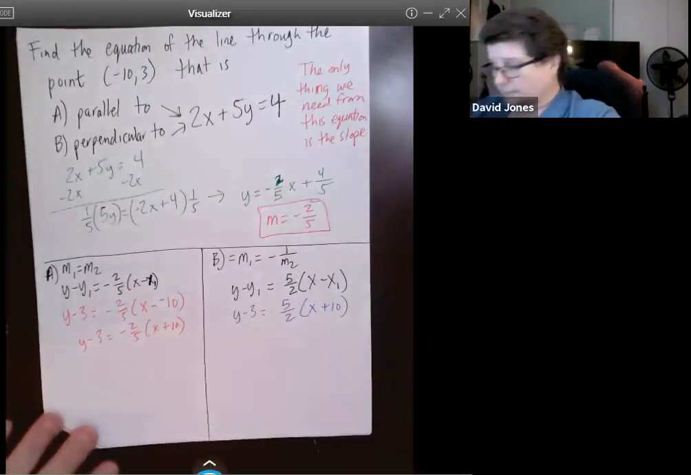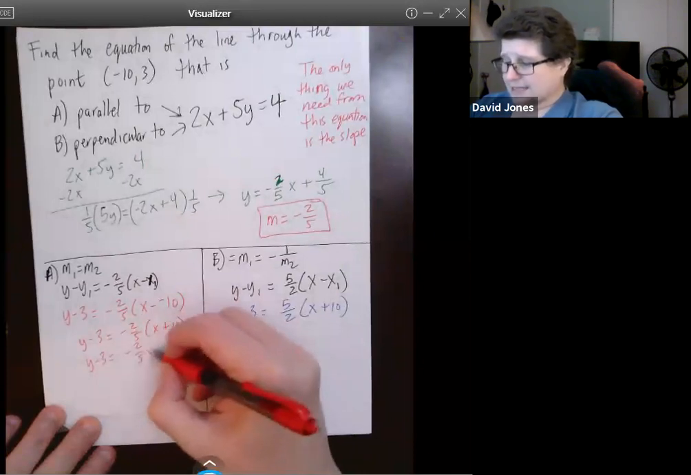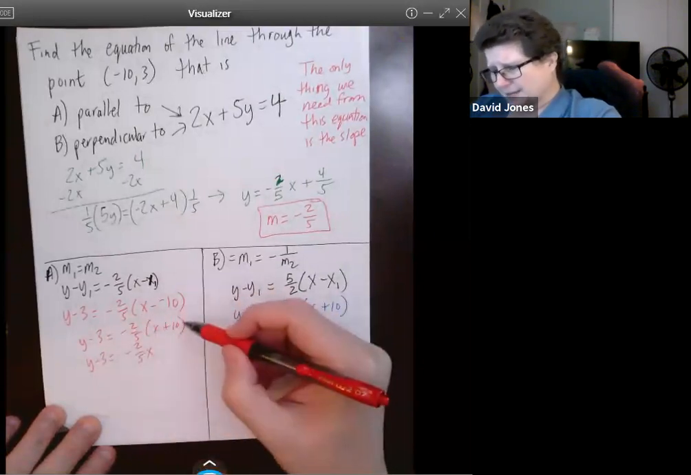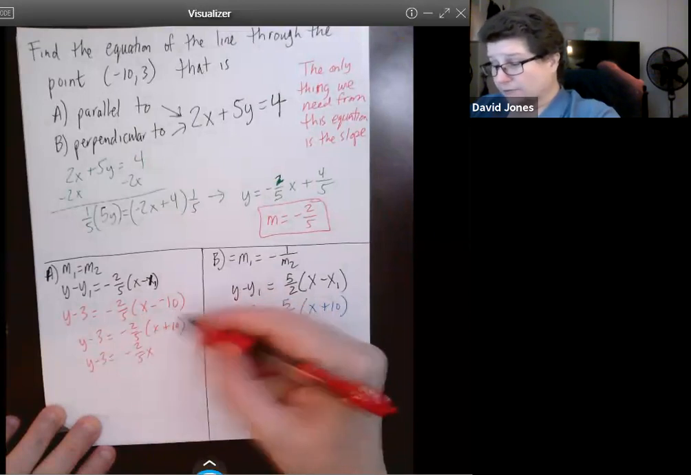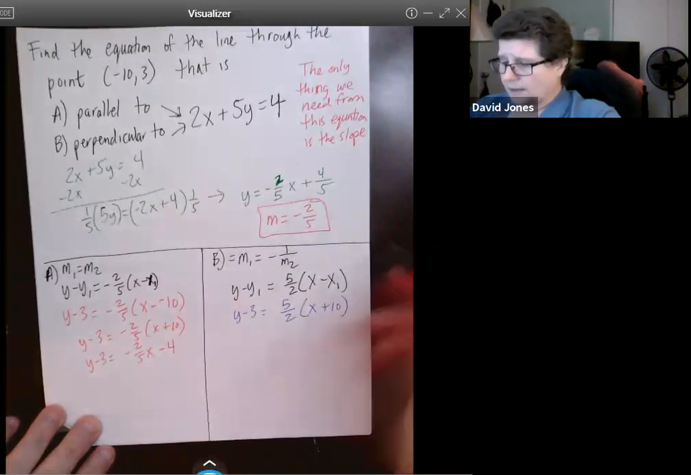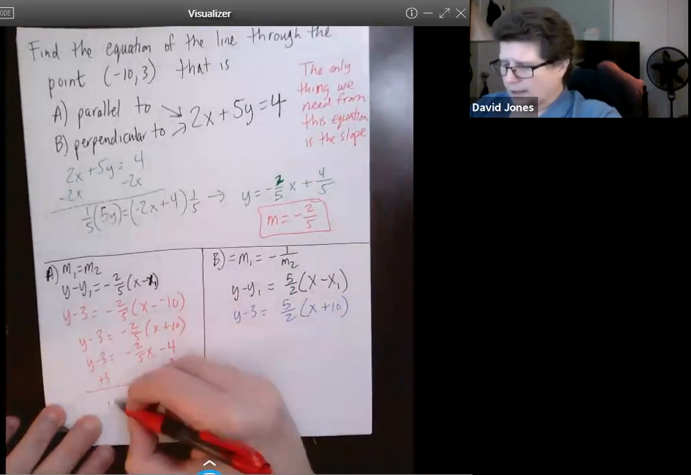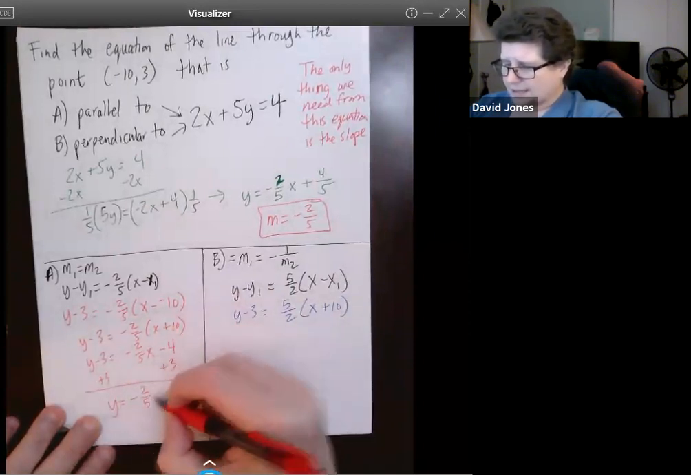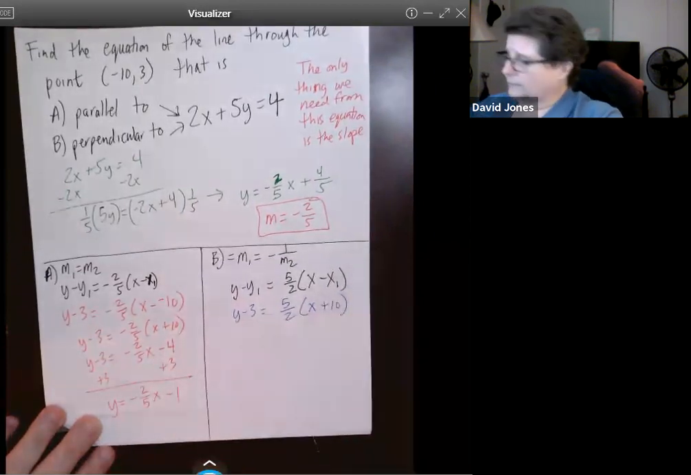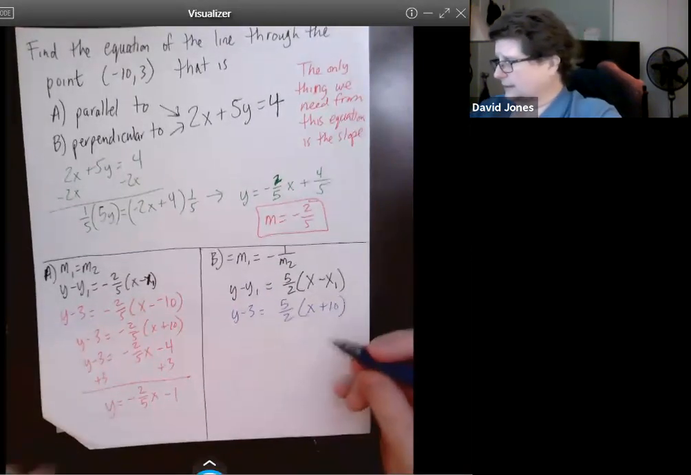So we'll distribute. Y minus 3 equals negative 2/5 x. Negative 2/5 times 10 is negative 20 over 5 is negative 4. Add 3 to both sides. And I get y equals negative 2/5 x minus 1. And that's the parallel line.